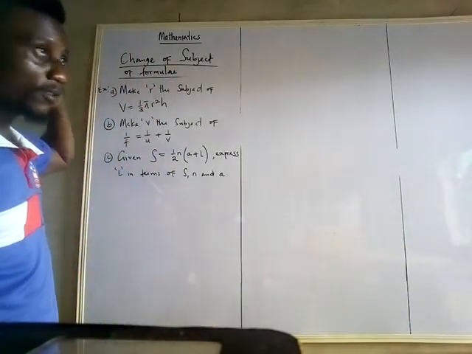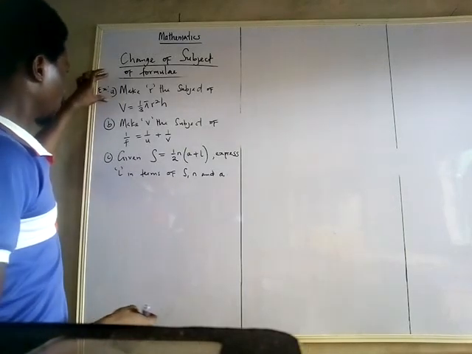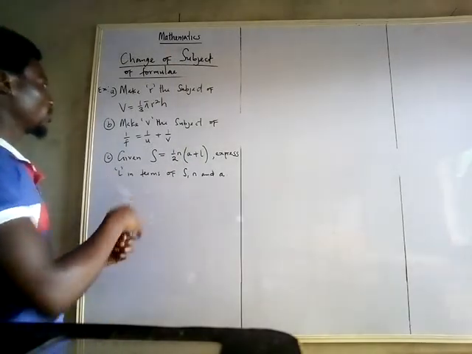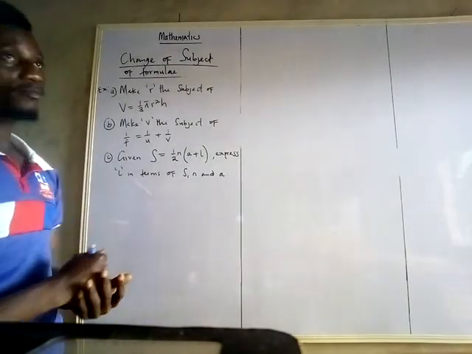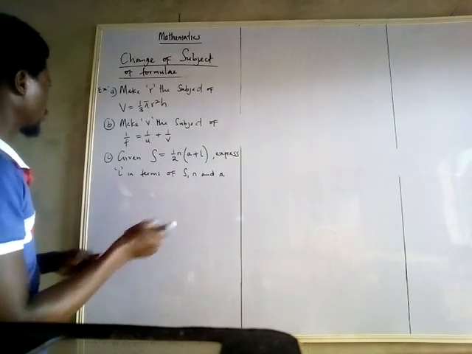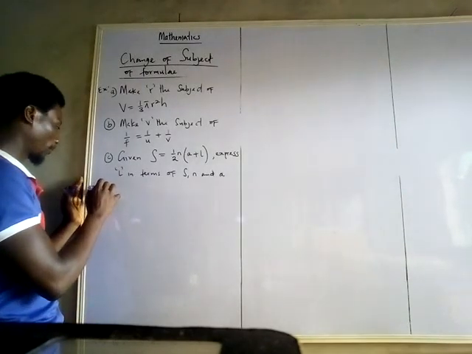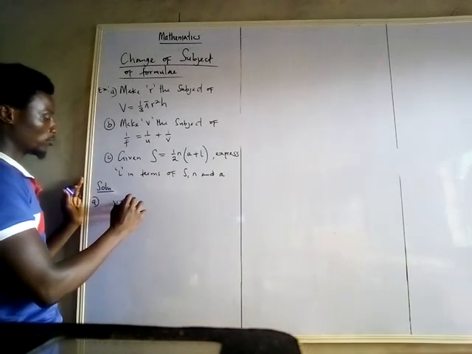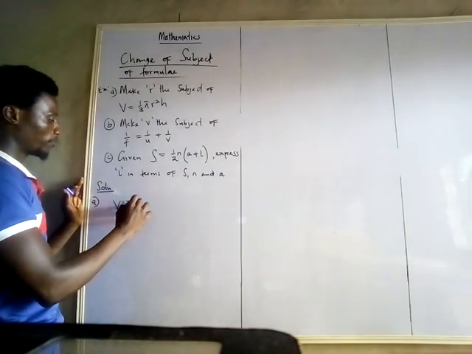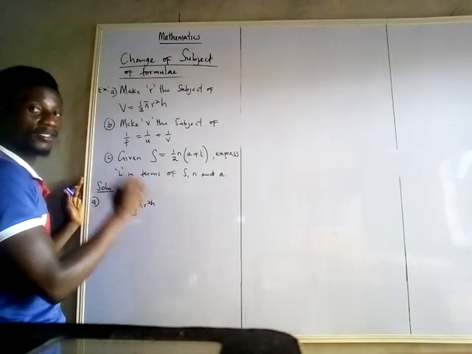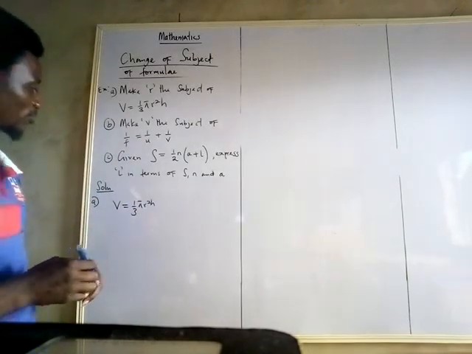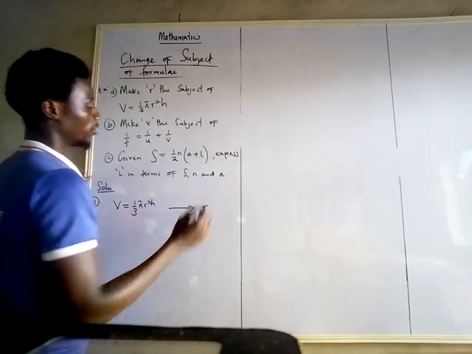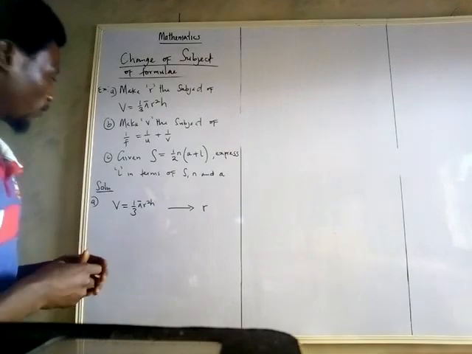We want to look into further examples. Here, question A, we have to make R the subject of V equals 1 over 3 pi R squared h. Solution. A. V equals 1/3 of pi R squared h. Here we are making R the subject of the formula.